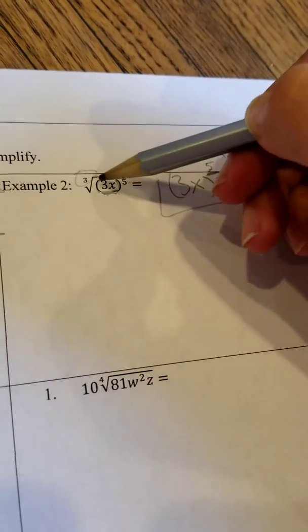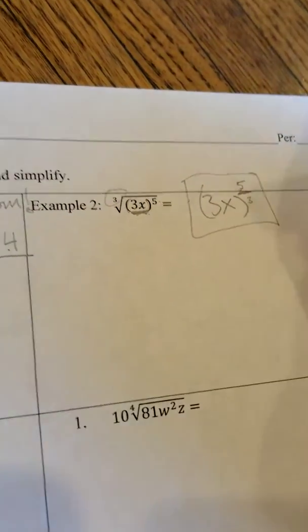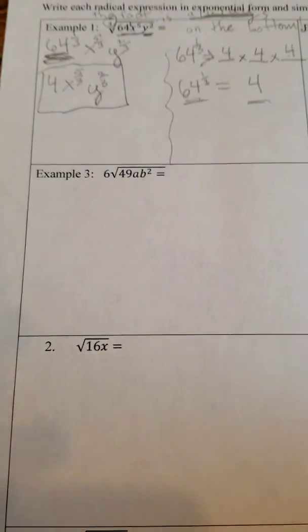Just remember that if everything is in parentheses, then it goes all together in parentheses when you write it out in exponential form. All right, example 3.